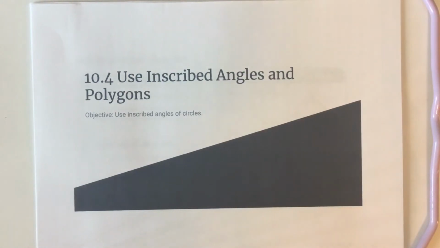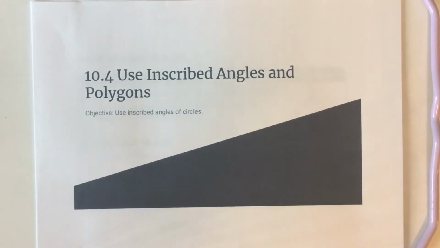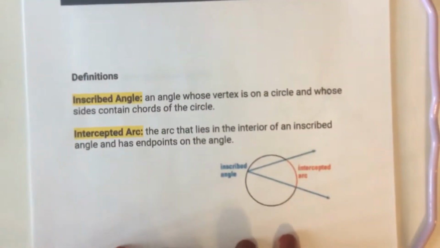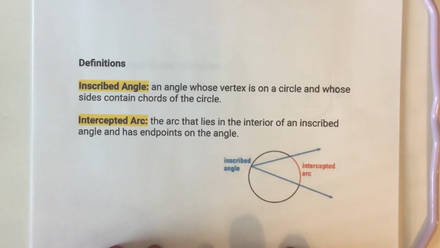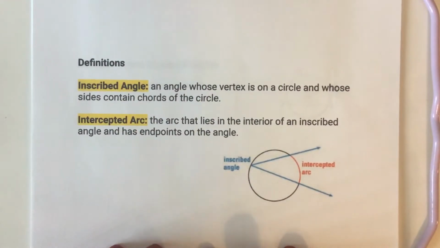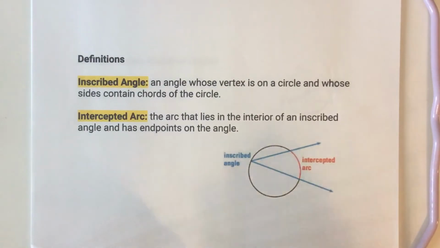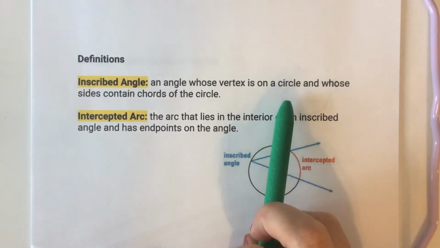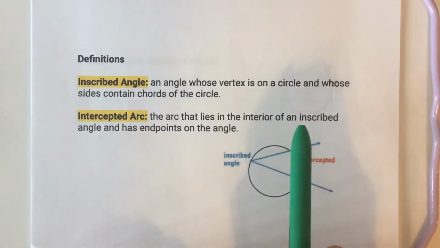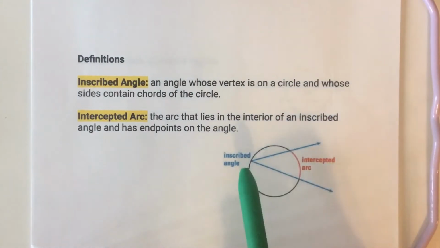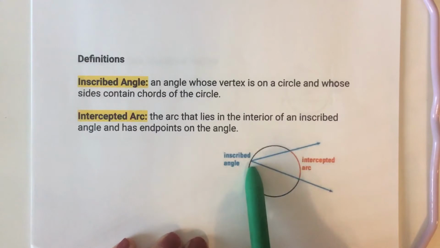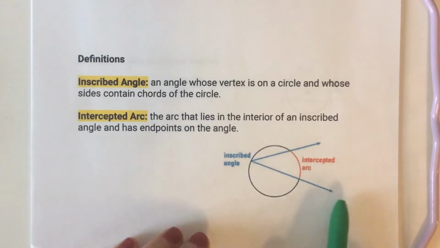Okay, so here is our lecture video for section 10.4, inscribed angles and polygons. To start things off, we've got some new definitions that we have not seen before. Our first one is an inscribed angle, which is an angle whose vertex is on a circle and whose sides contain chords of the circle. Basically, it's an angle created inside the circle where the tip of the angle is on the edge and it has two chords extending out.